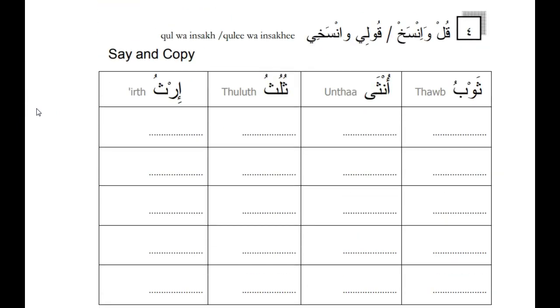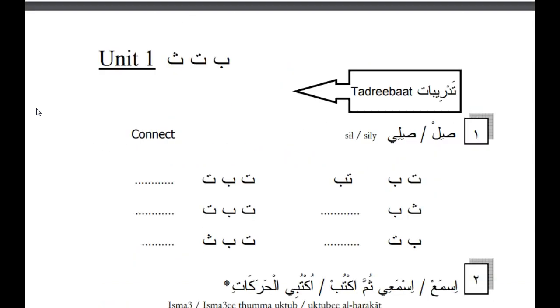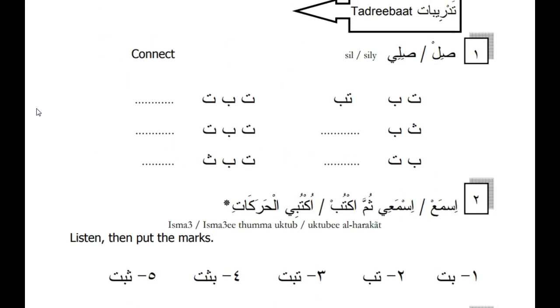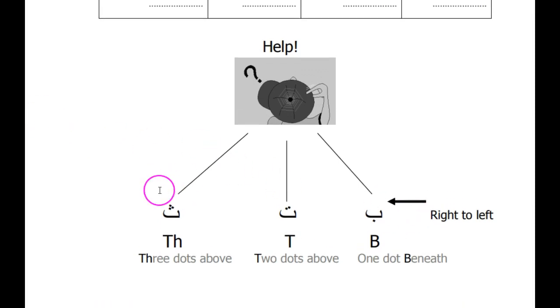And then say and copy, just write down the letters, the words that we learned, trying to practice the calligraphy of these words. Thawb, untha, thuluth, irth. And with this, we finish. Oh no, we didn't finish. All right then. So, right to left.